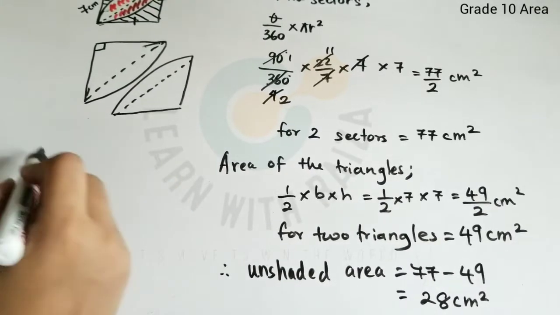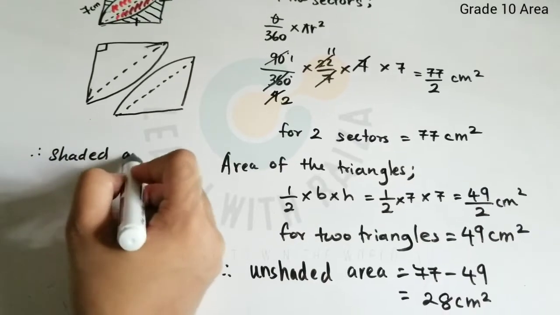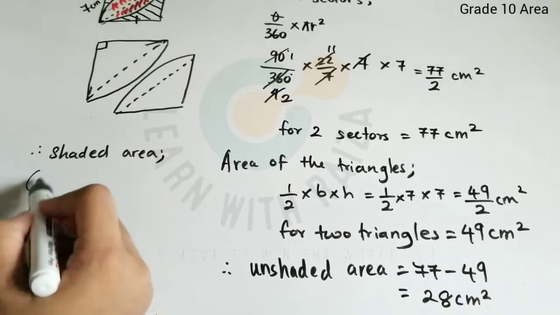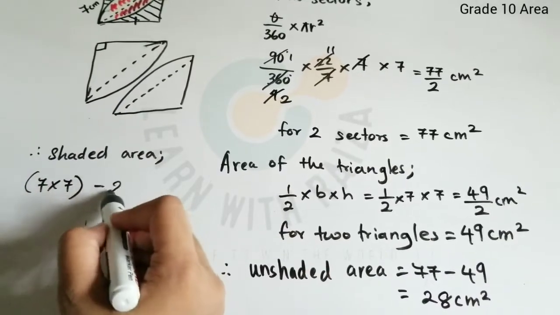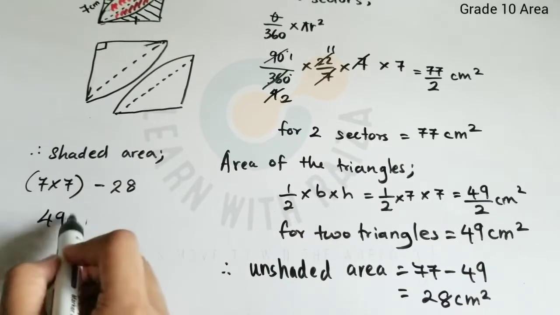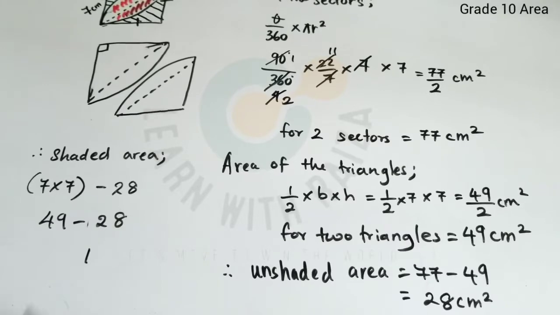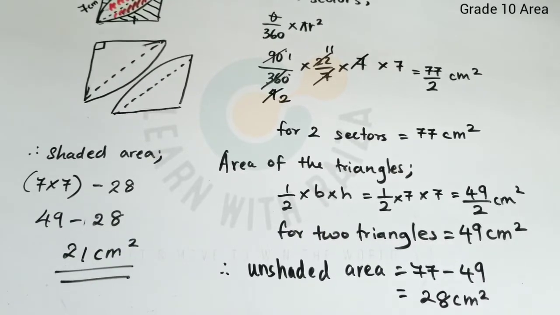So look at the board now. Therefore, shaded area, if you want to find, you have to subtract from the area of the square. Area of the square means 7 into 7, length into breadth, minus the unshaded, 28. So 49 minus 28, you get 21 square centimeter. So what did I do here actually?